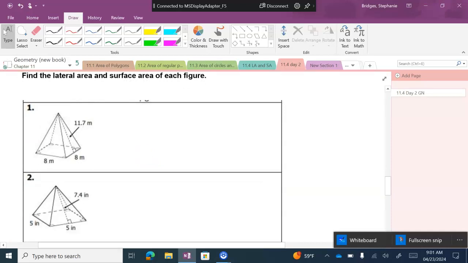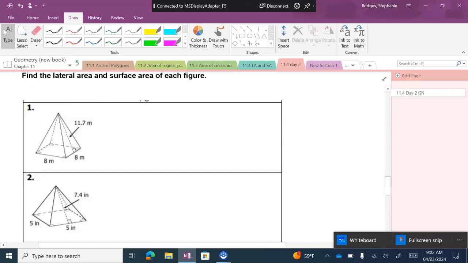Now, a lot of the times it's easier to decide what the base is in a pyramid because you can just tell what the shape is and every other part is a triangle. So it's much easier to determine the base. Looking at that first pyramid, what is the shape of the base? Square. It's a square, okay?